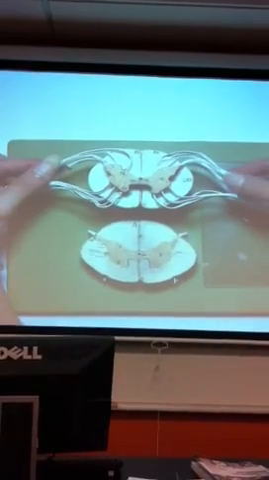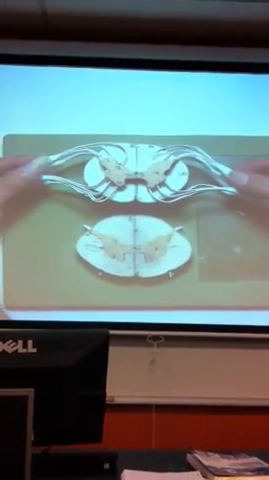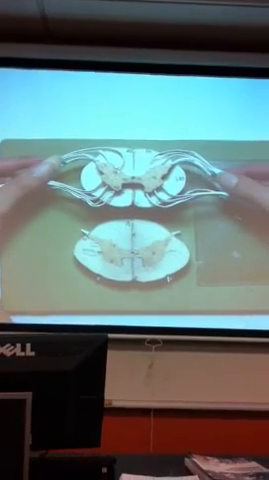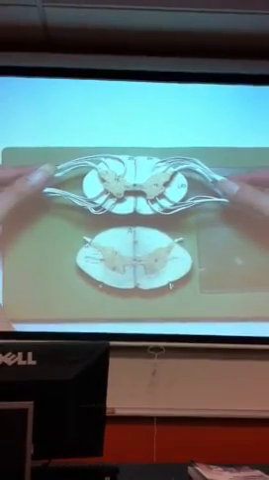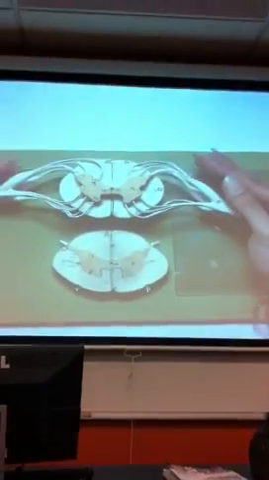We know that because of these two bulges. These are known as the dorsal root ganglion. The dorsal root ganglion. And when you see the dorsal root ganglion, that means that is the dorsal side. Now I'll tell you this right now.